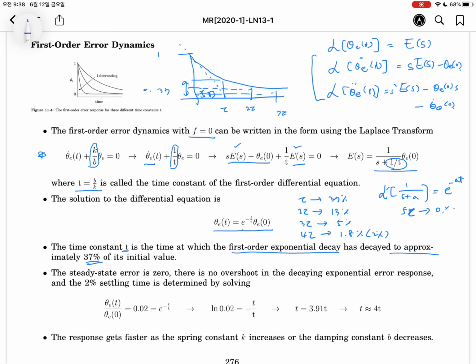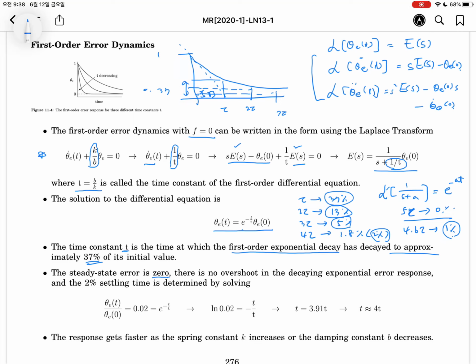Actually, the 0 point, I'm not sure. It is 4.6 tau that corresponds to 1%. Anyway, it's very easy to remember: 37, 13, 5, 2, and 1. Approximately, it is very useful.